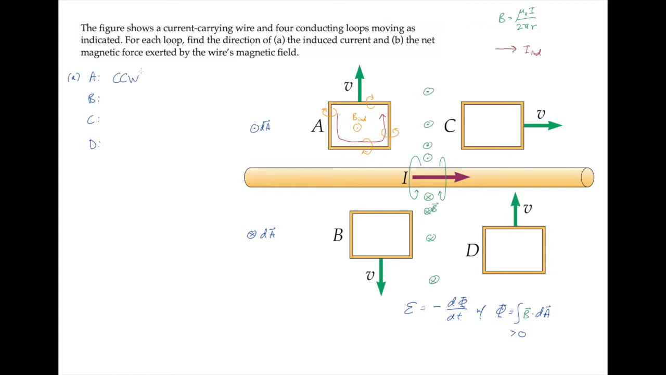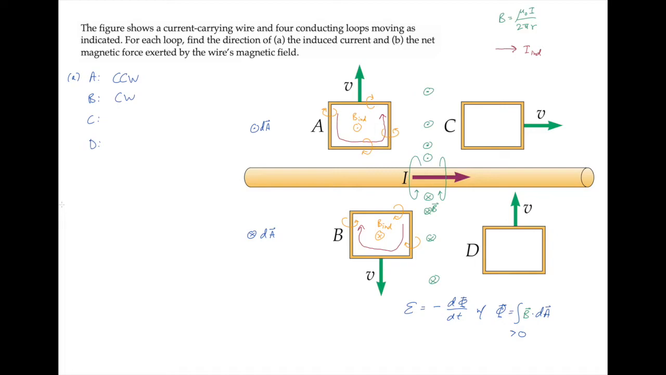Loop B is again moving away from the current carrying wire, so it's moving into a region of weakening magnetic field, decreasing the magnetic flux. So the induced field will oppose that by being in the same direction as the external field. The right-hand rule shows us that the induced current then must be in this direction, so that the magnetic field lines that it produces circulate in this sense, into the screen inside the loop and out of the screen toward us outside the loop. The induced current in this case is in the clockwise direction.